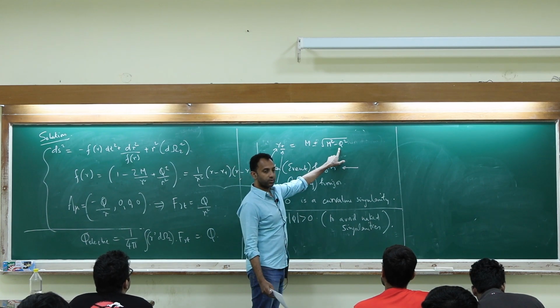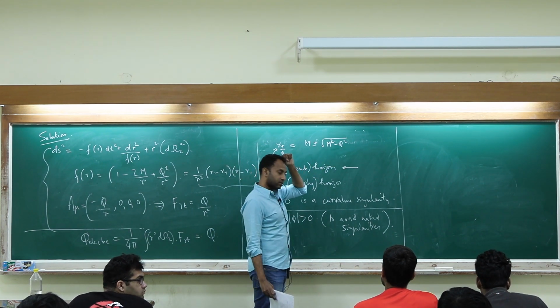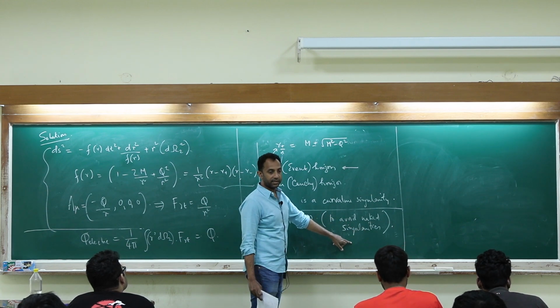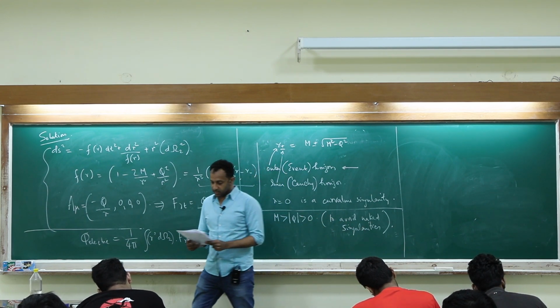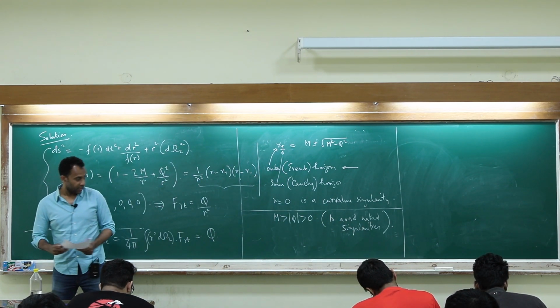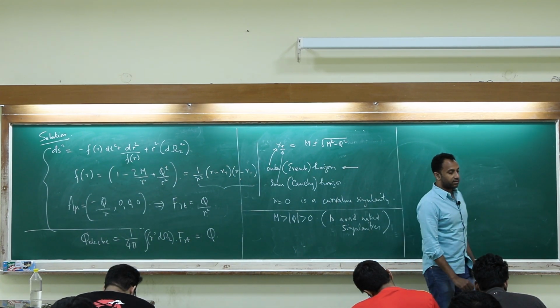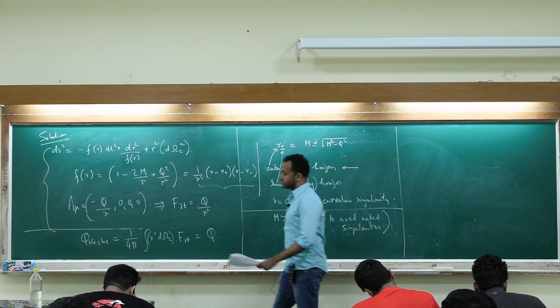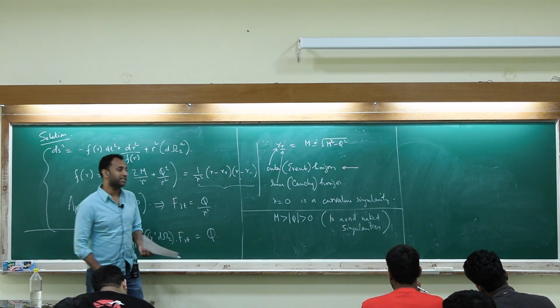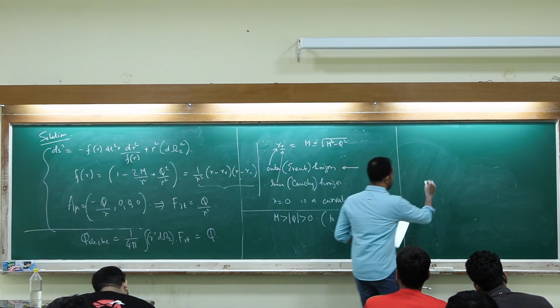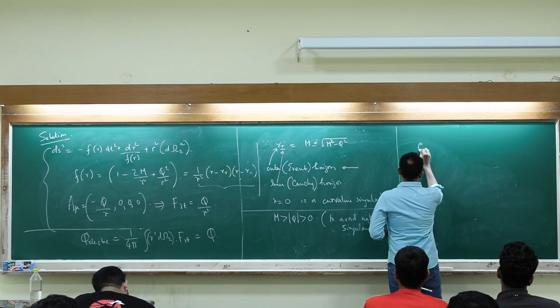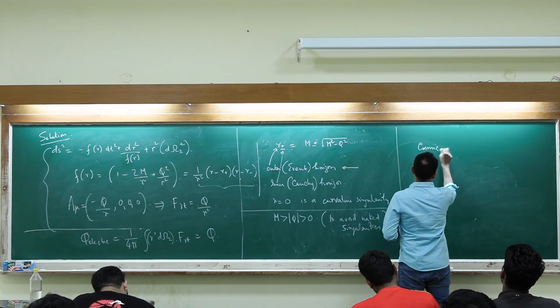M square minus q square, right? So to avoid naked singularities, there is no completely general statement about the absence of naked singularities in general relativity, but there is a conjecture. So when we cannot prove something, we conjecture it, which is called the cosmic censorship conjecture.